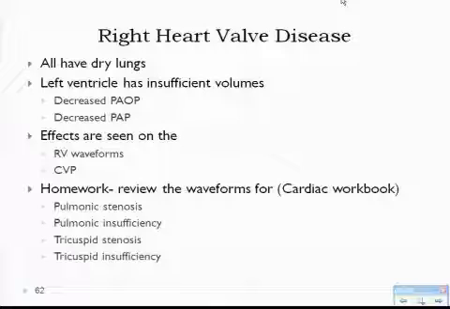Okay? So I want you to know the difference between CVP and a PA occlusion pressure. Okay? That's what I want you to concentrate on. That's your homework for the week.